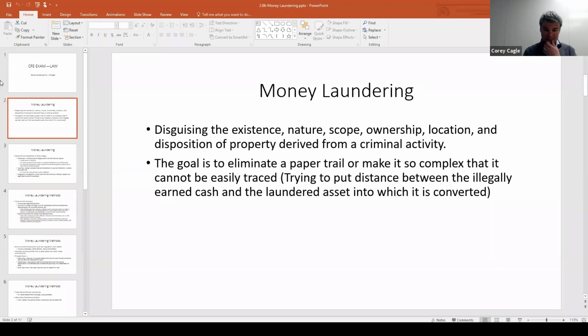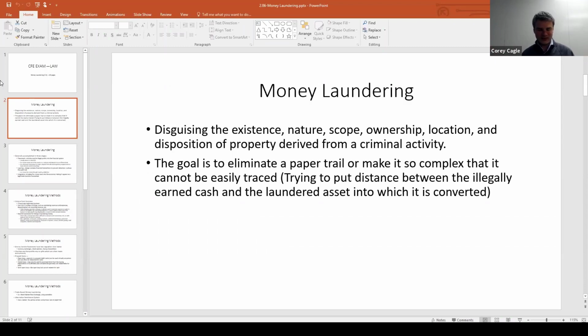Money laundering. We know what it is. We see it in movies all the time. It's hiding your money, cleaning it up. You got illegally obtained money. You want to spend it eventually, but you gotta kind of clean it up so you can put it back out in there.